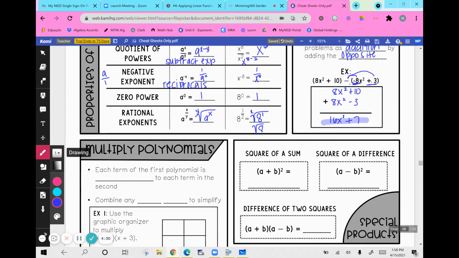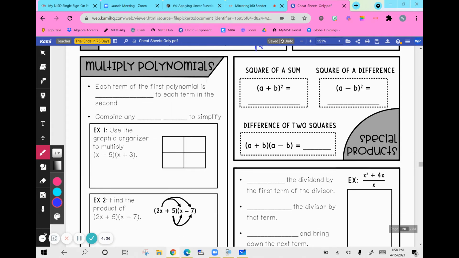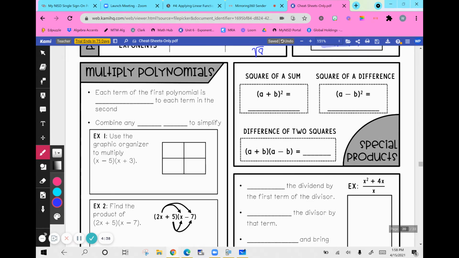If you're adding, you just combine like terms. For multiplication, my computer is being a little weird. For multiplication, it says each term of the first polynomial is distributed to each term in the second. Combine any like terms to simplify.